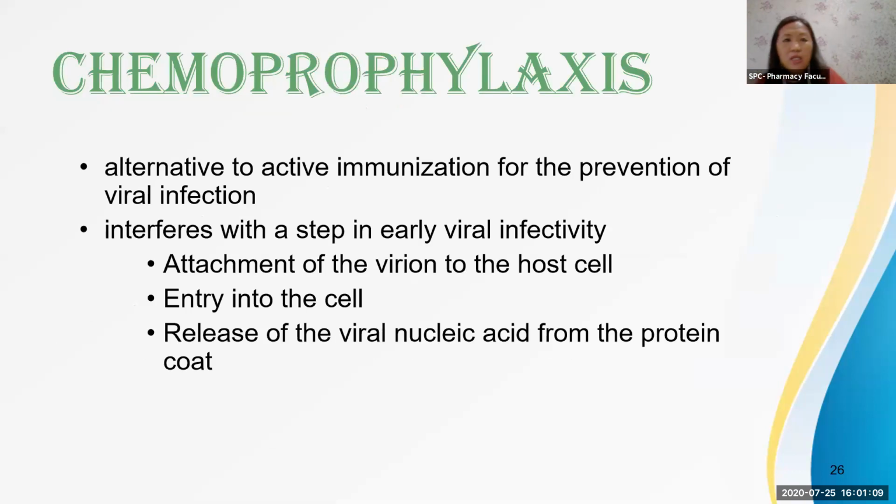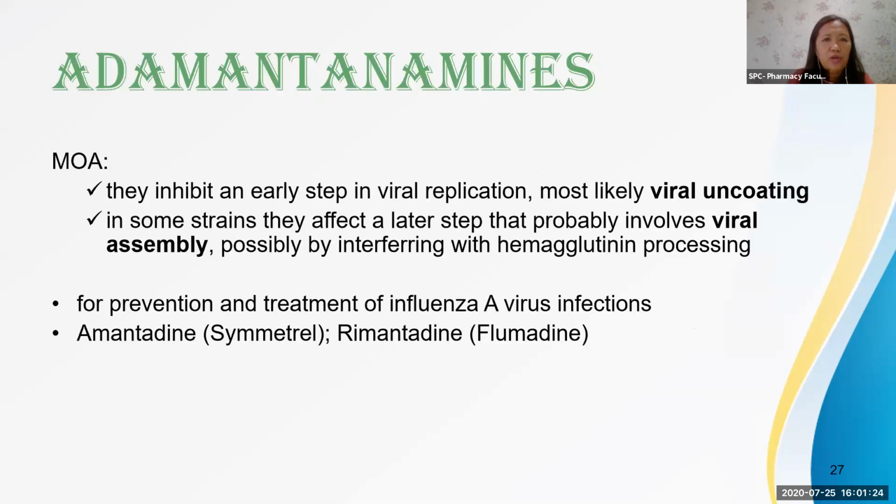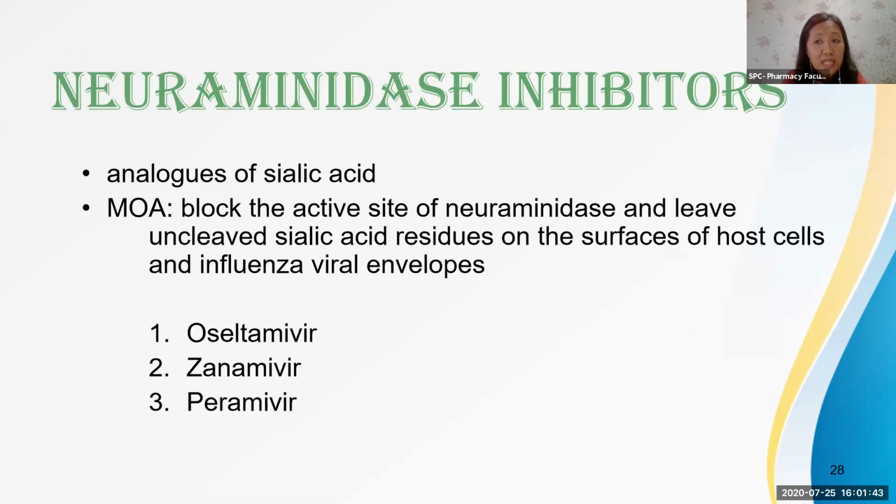Okay. So chemoprophylaxis is an alternative to active immunization for the prevention of viral infection. We use drugs that interfere with the steps of viral replication. Prophylaxis means protection. So we have the adamantanamines. This is the MOA. I'm looking at my watch, it's already 4, so I'll just go through this quickly. This is for prevention and treatment of influenza. We have amantadine, rimantadine. Simetrel, the amantadine, is very common in the market. Then we have the neuraminidase inhibitors.